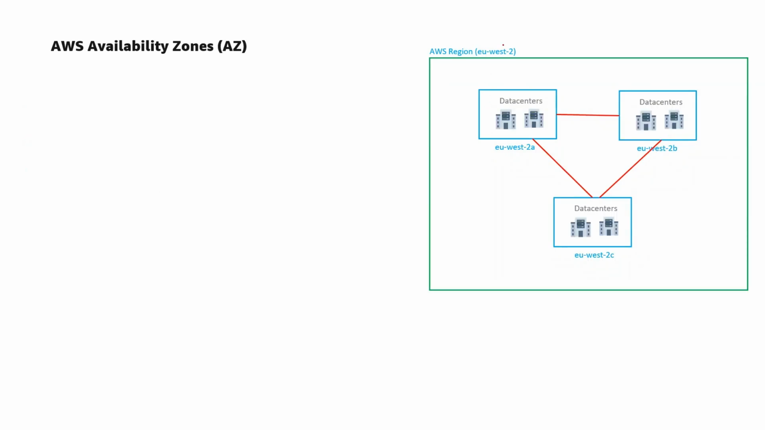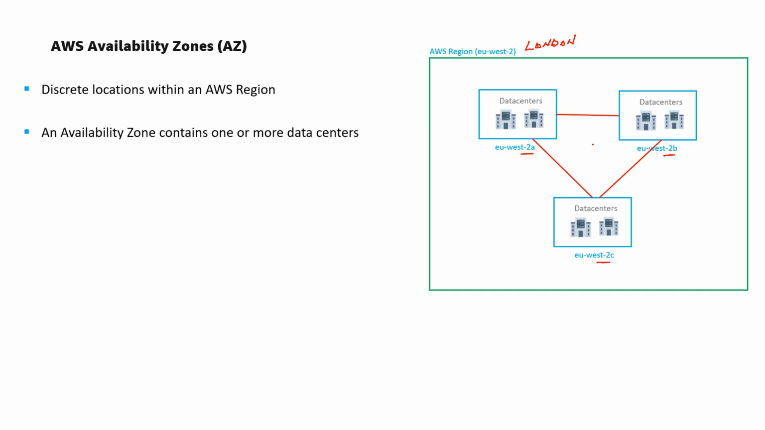Now we are taking this example of EU West 2. This would be the London region. EU West 2 is the London region, and we have three availability zones: EU West 2A, this is how they are named, 2C, and EU West 2B. These three availability zones are interconnected with a low latency private link. It's a distinct, discrete location within a region, and an availability zone contains one or more data centers inside.